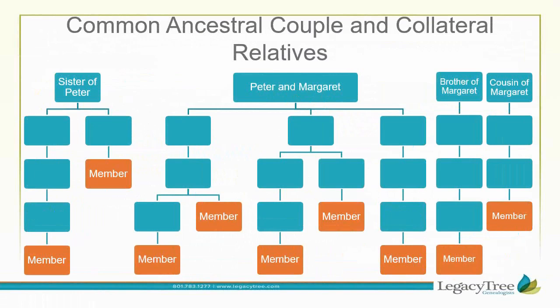Note that the descendants of Peter may not share DNA with the descendant of Margaret's brother or Margaret's cousin. But because they match most of the members of the group, which is formed by the descendants of Peter and Margaret, they are included in that cluster, right? So not always does a cluster represent descendants of a common ancestor or ancestral couple. It's possible that we're bringing in some of these matches from collateral lines.